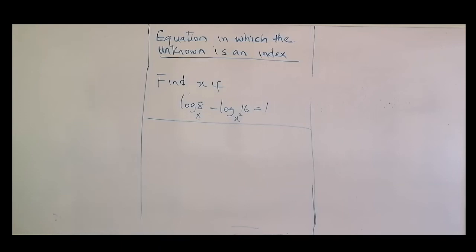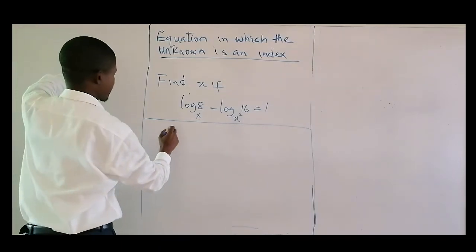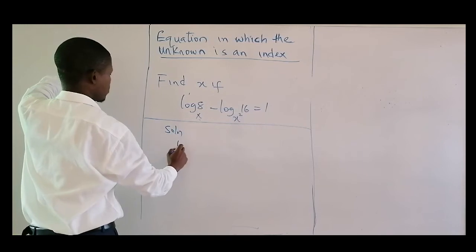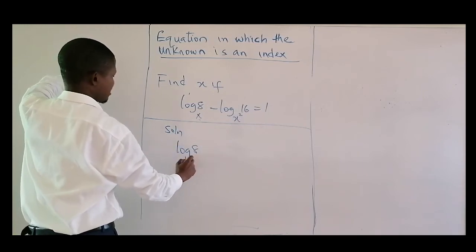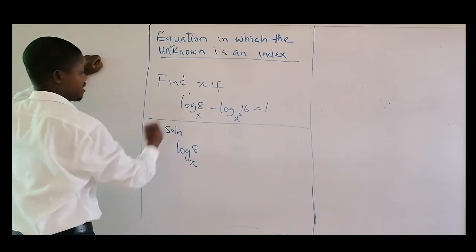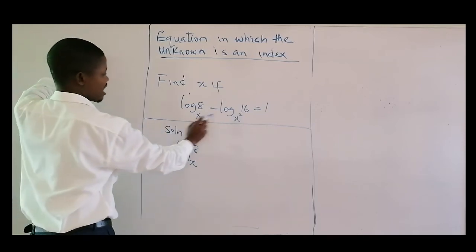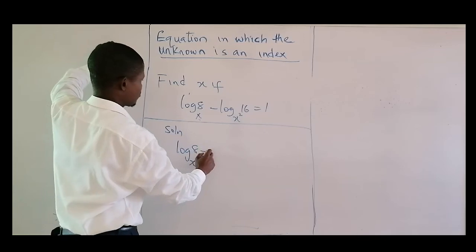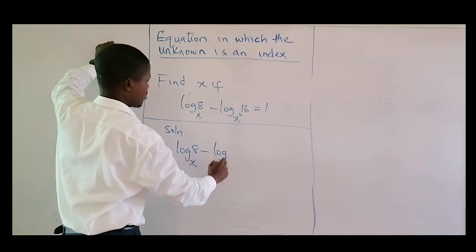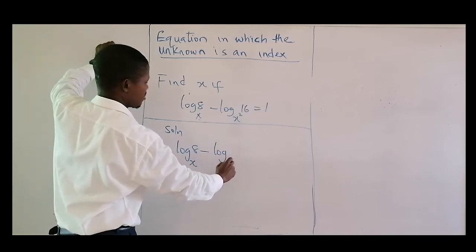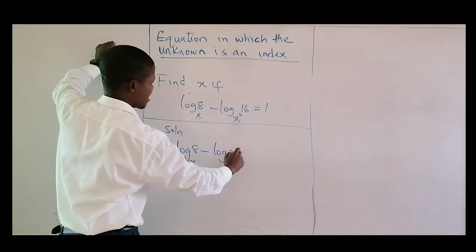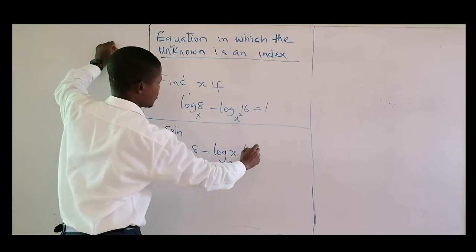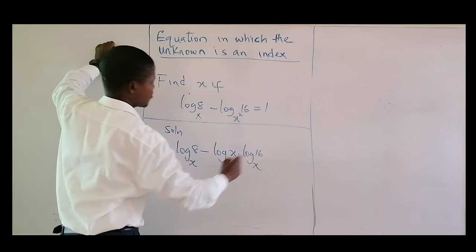So this is what we have in this question. We want to find the x value. So what we can do here, the solution will be log 8 base x. We've done something similar to this. The bases initially are not the same, so we have to make them the same. That will be equal to minus log 2 base x times log 16 base x.